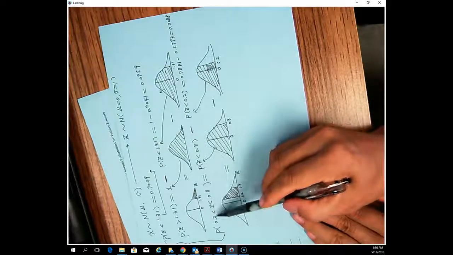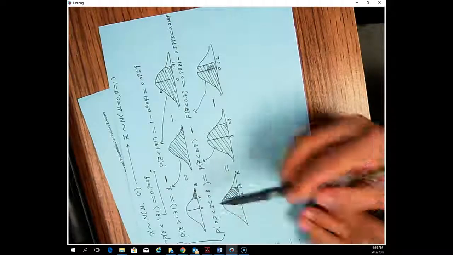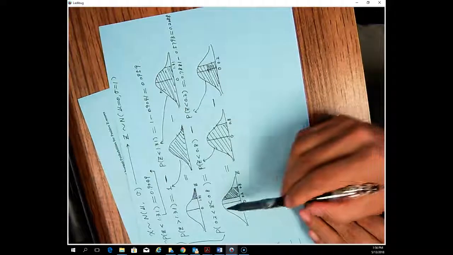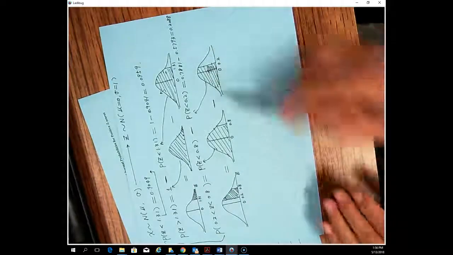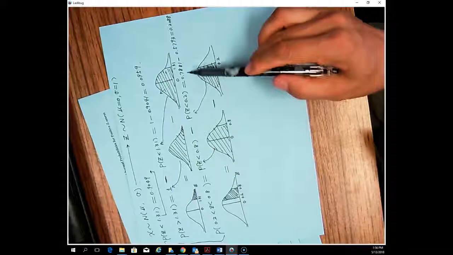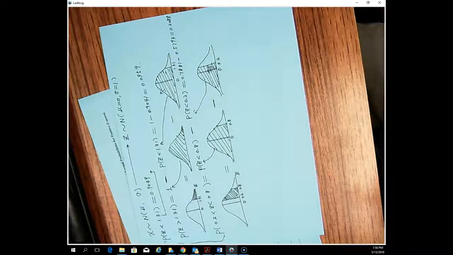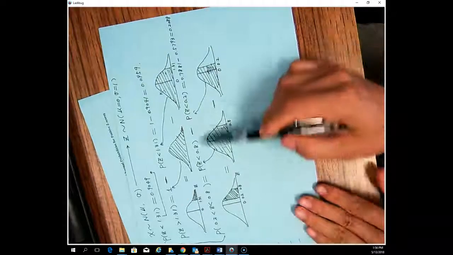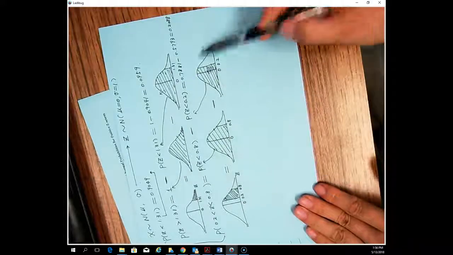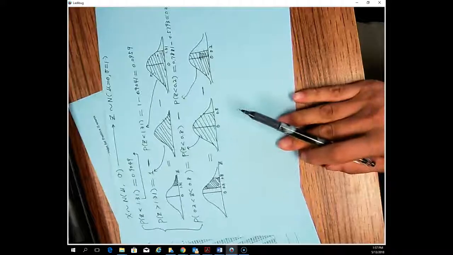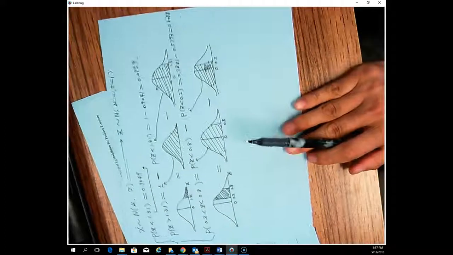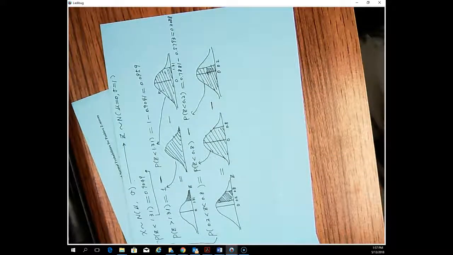Then when you have z bounded by two z-scores, you need to find the probability for each z-score, then subtract them. Use the bigger probability, subtract the smaller probability. And that rule is demonstrated by the density curves here. Okay. So that's all the possible ways of finding probability using the z-table.